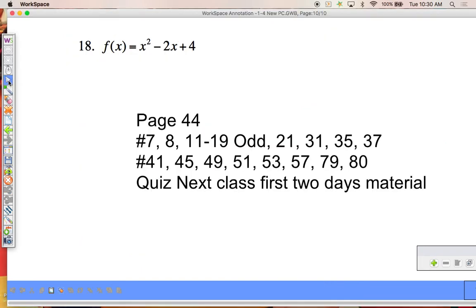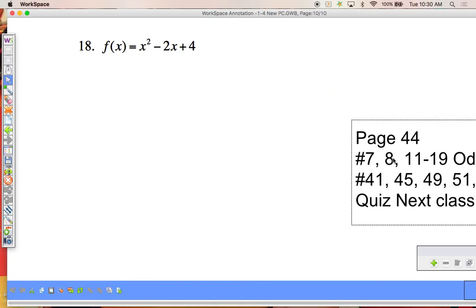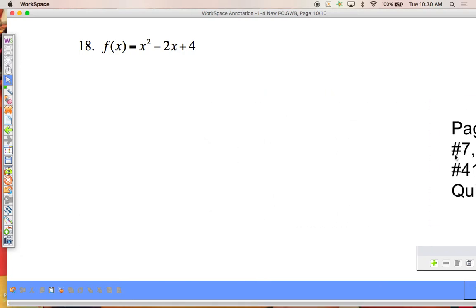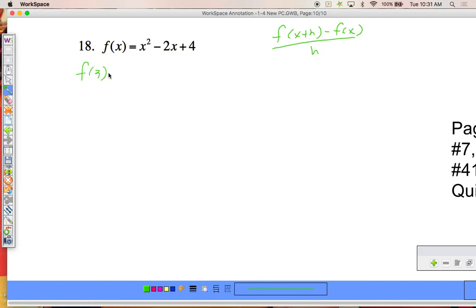All right, last one. Get rid of this. All right, f of x is x squared minus 2x minus 4. So I'm going to ask you to do the difference quotient. And using this function, if I wanted f of 3, we're going to do 3 squared minus 2 times 3 minus 4 to evaluate. So I got to put it in both places.